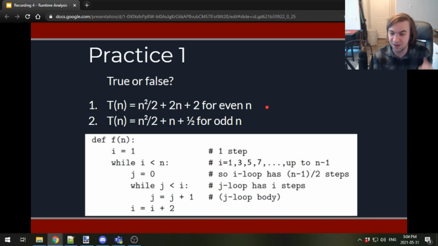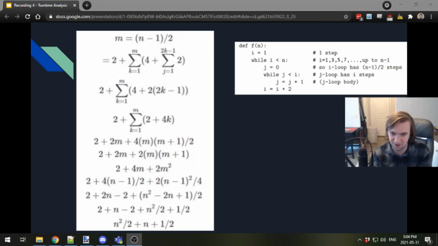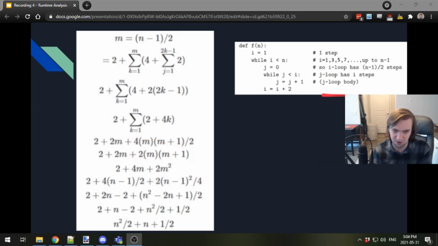Now, I want to cheat a little bit and help you out by giving you the answer to one of these. We're going to look at specifically what happens when n is an odd number. Let me pull myself out of the way a little bit here so you can see up here is the code that we're working with, and over here is my work. I'll go through it line by line so you can see where all this came from.